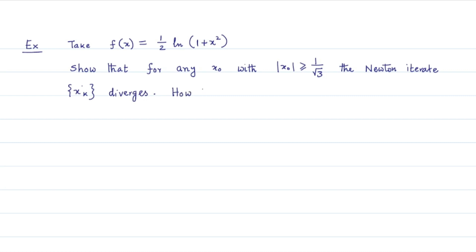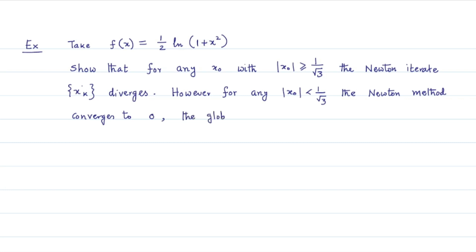However, for any x0 with modulus of x0 less than 1 by root 3, the Newton method converges to a root of the equation f dash x equal to 0, that is the point x equal to 0, which is indeed the global minimum of the function f. I am keeping this observation as a home task. You please try to figure out why.